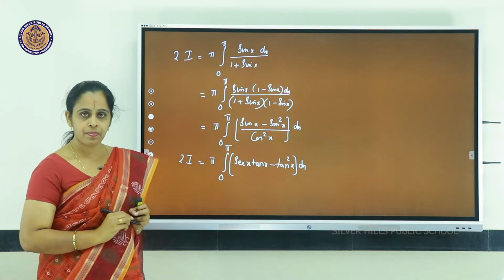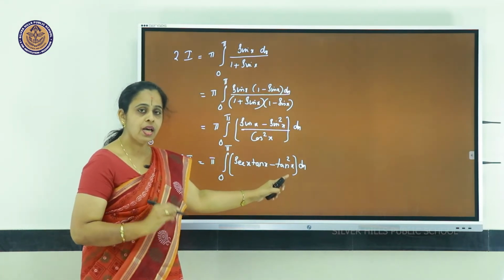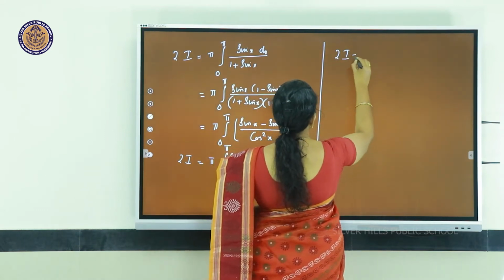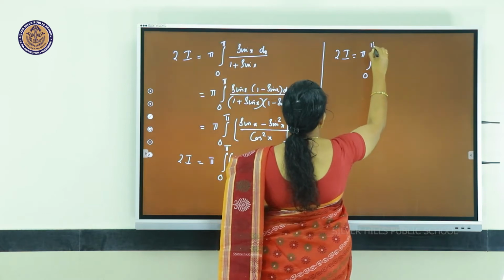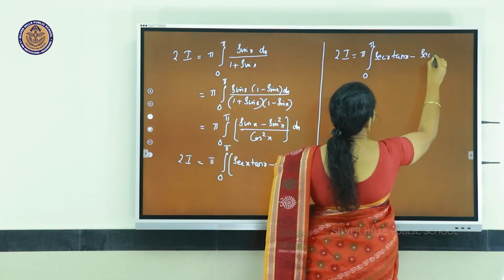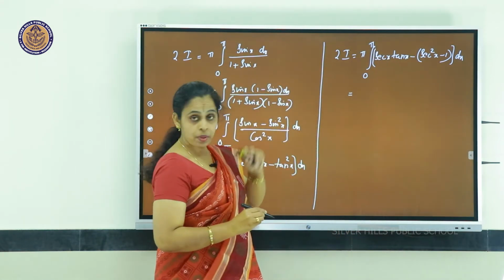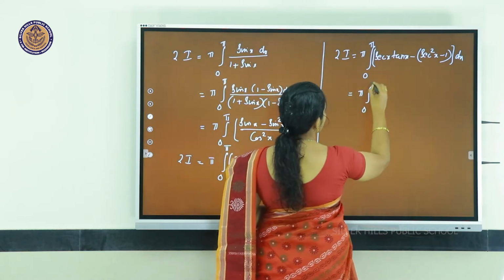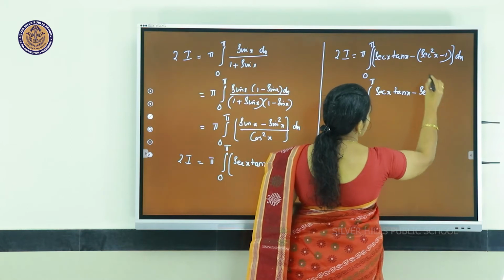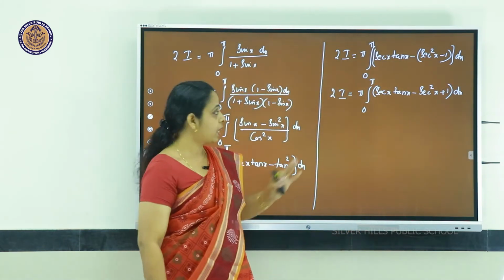The integrand became like this. We know integral sec x tan x is sec x. But to make the integration simpler here, let us convert tan in terms of sec. Next line. 2I equal to pi into integral 0 to pi sec x tan x minus (sec square x minus 1) dx. Let us open the bracket: pi into integral 0 to pi sec x tan x minus sec square x plus 1 dx. This is our 2I. Now we can integrate everything.